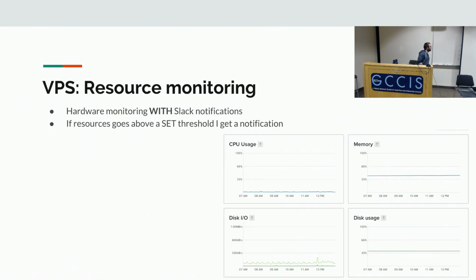Free resource monitoring: I have a certain threshold that all my resources run at, and I've done this over a couple of months, so I know what's normal fluctuation, and I have certain thresholds set. If something goes above or below a threshold, I get a Slack notification almost instantly, and that's done for free, which is kind of cool.